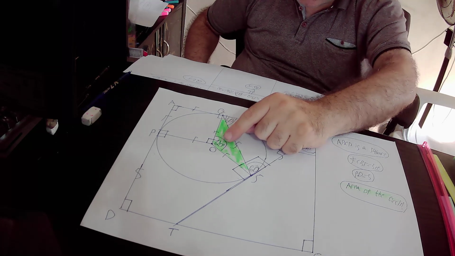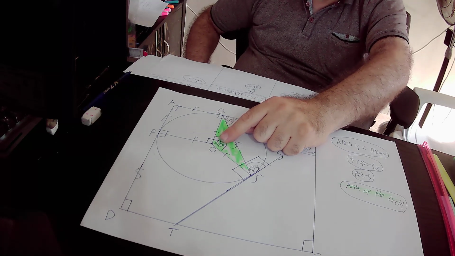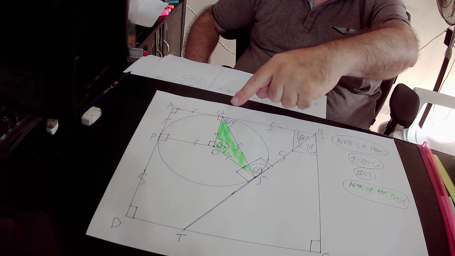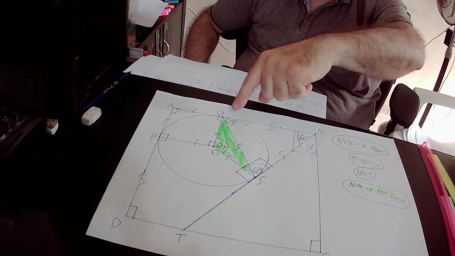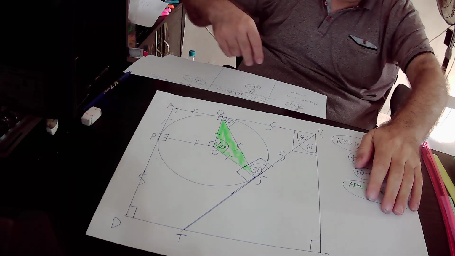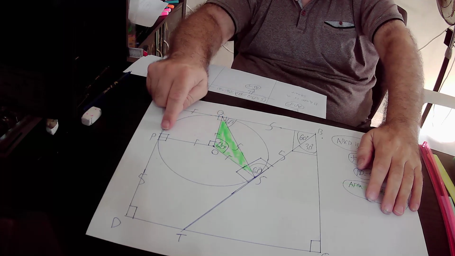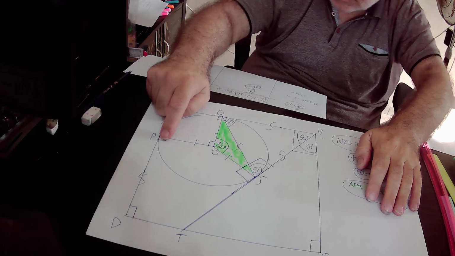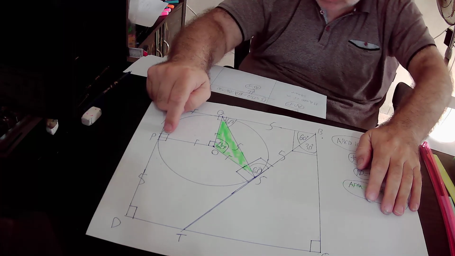So we define the center of this circle as O. Here we have the radius OQ that is drawn to the point of tangency, therefore according to rule number 1, this angle equals 90 degrees, and this angle also equals 90 degrees. We have the radius OP that is drawn to the point of tangency, therefore according to rule number 1, this angle equals 90 degrees, and this angle also equals 90 degrees.